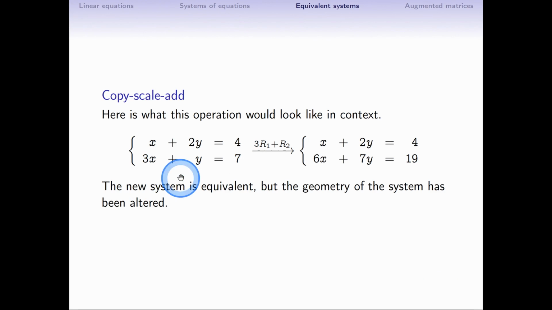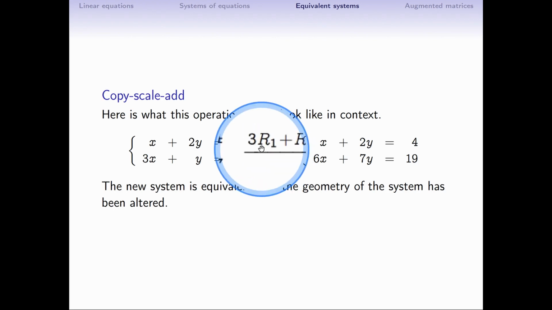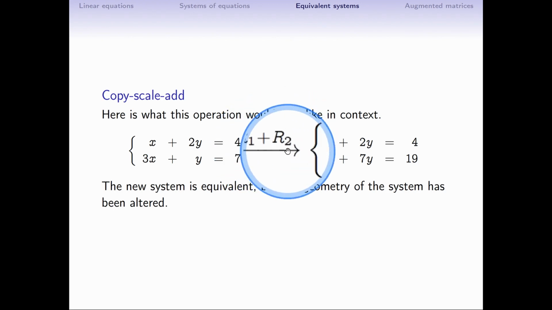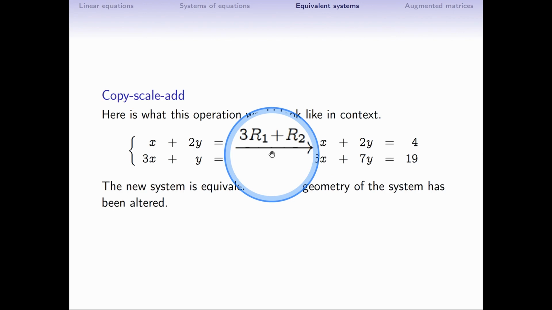On the left here, I have my original system of equations. Now I'm going to do a type 3 operation on this system, and in this case I'm taking 3 times row 1 and adding it onto row 2, and that's how I will notate the change that I'm making.